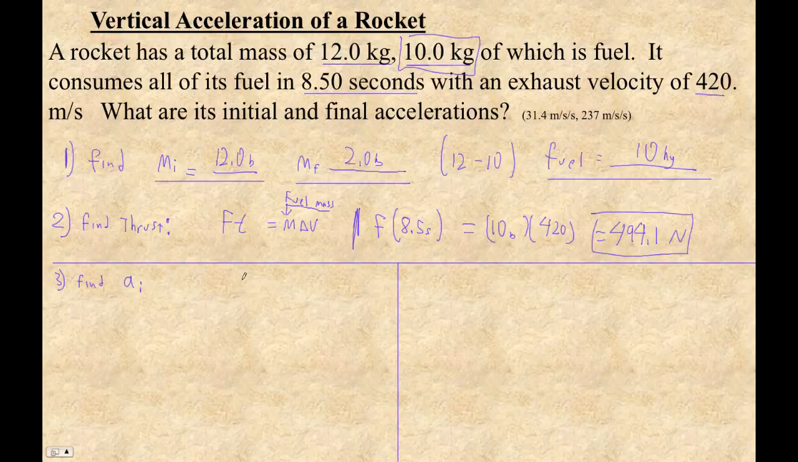A initial, right? Now, why does the acceleration change? Well, the thrust doesn't change. We're going to assume that the engine has that thrust the whole time, but the mass of the rocket ship changes from 12 to 2. So at first it accelerates more slowly. At the end, it's got less mass to accelerate, so it's going to accelerate faster. And then the fourth step is find the final acceleration, right? So let's draw ourselves a picture. Here's our initial rocket, right?